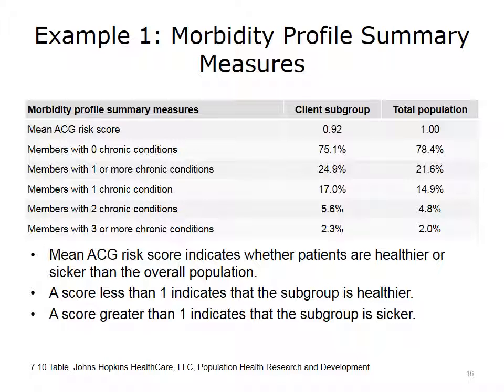This table shows the mean adjusted clinical group's risk score, which indicates whether patients are healthier or sicker than the overall population, in the two populations included in the table on the previous slide. A score of less than 1 means that the subgroup is healthier. A score of greater than 1 means that the subgroup is sicker. The table also shows the percentages of patients or members within this population who have no chronic conditions, 1 chronic condition, 2 chronic conditions, or 3 or more chronic conditions.